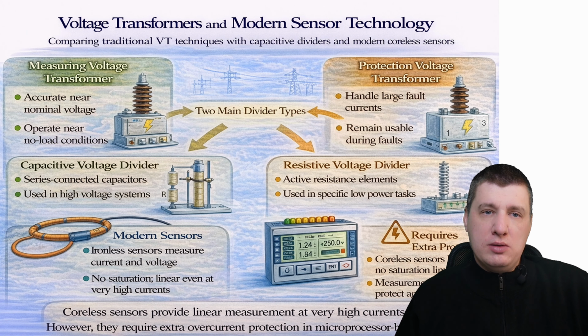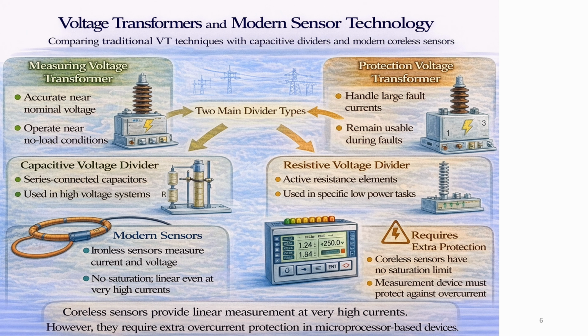Voltage transformers are divided into measuring voltage transformers and protection transformers. A voltage transformer normally operates close to no load conditions. For this reason, a short circuit of the secondary side is dangerous. If the secondary circuit is shorted, very high current follows. Then the transformer core and windings heat up. Damage can occur quickly.